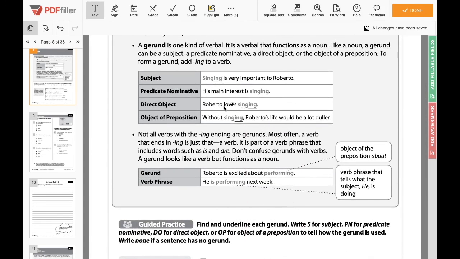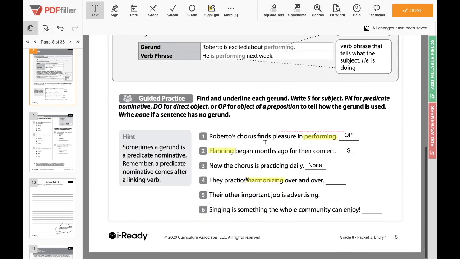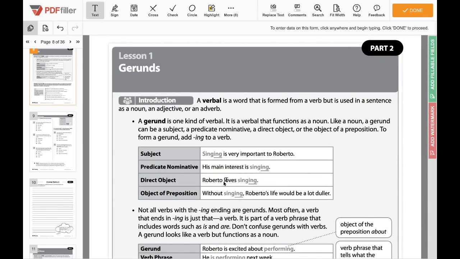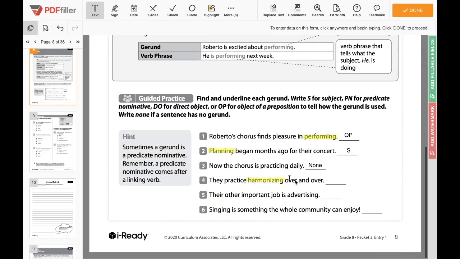So, direct object, he loves singing. They practice harmonizing. If you take out this over and over again, usually when you have a direct object, it's going to be something shorter, like they practice harmonizing or Roberto loves singing. The over and over just adds a little bit of extra to it. But it's saying, what do they practice? Harmonizing. Harmonizing is the idea that they practice over and over again, making it a noun, which would make this one a direct object.